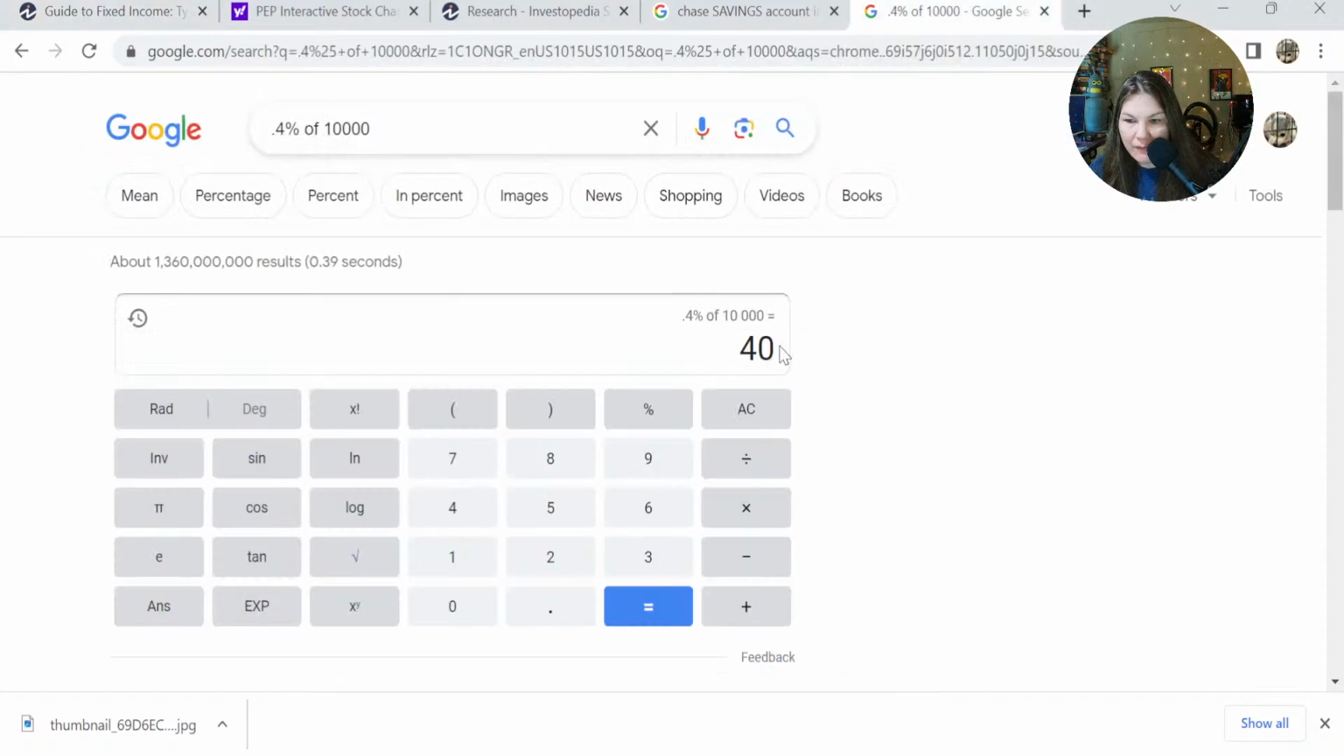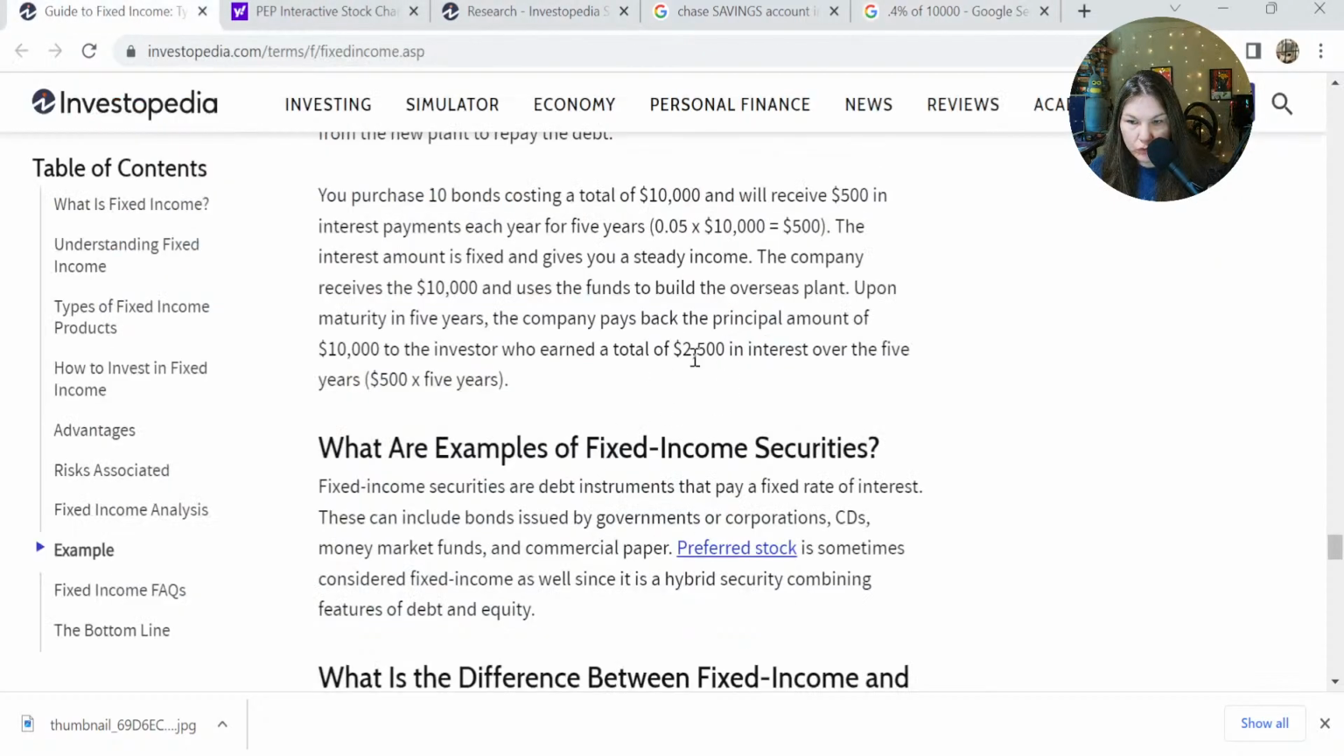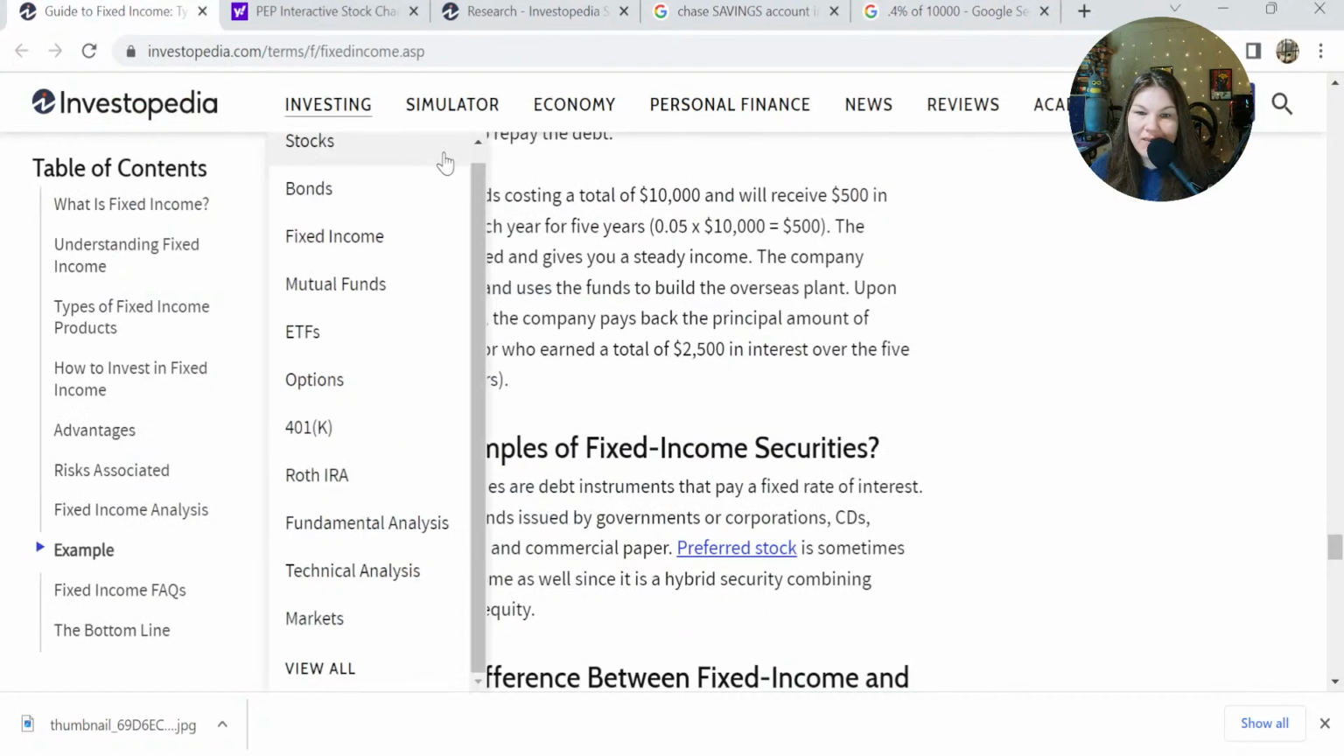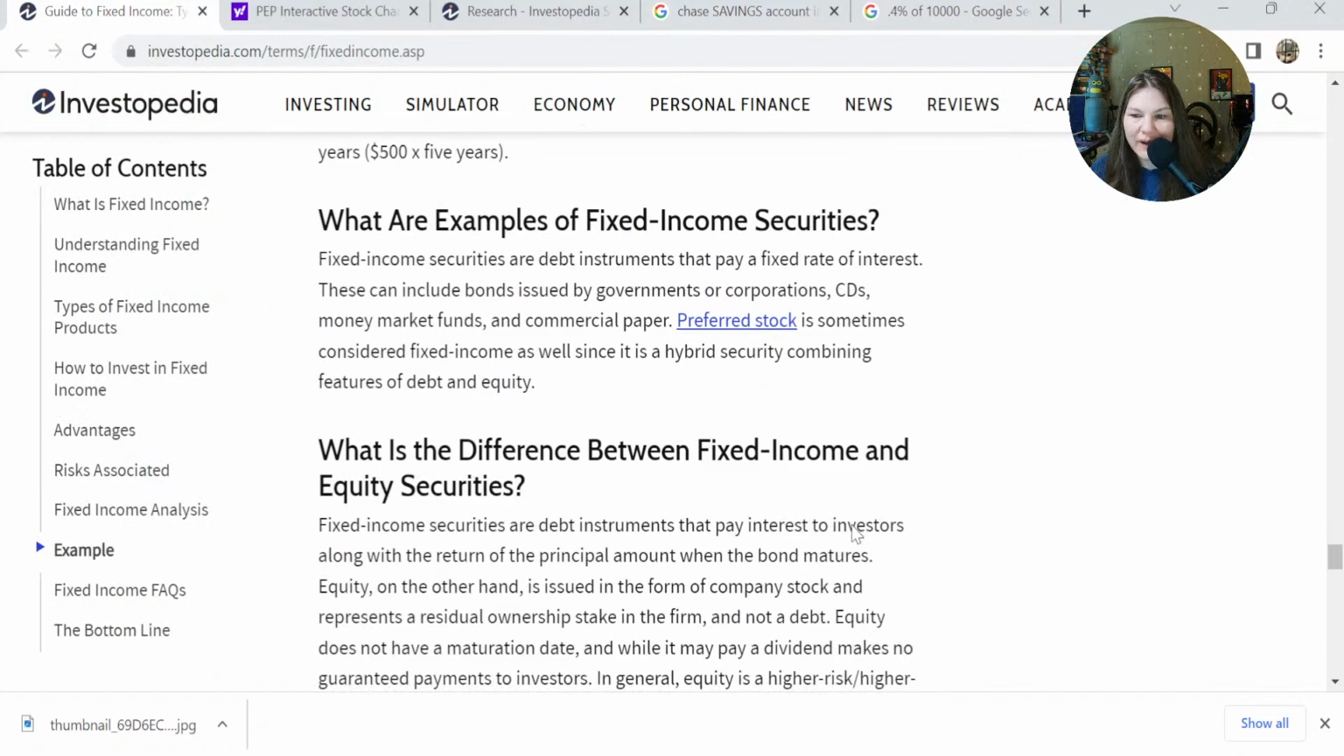If you did this 40 times over 5 years, you would get $200. Look at that. $2,500, $200. Things in a savings account are not saving you money, guys. They're not making you money. In order to increase your money, no matter if you're rich or poor or in between, you have to make your money work for you.